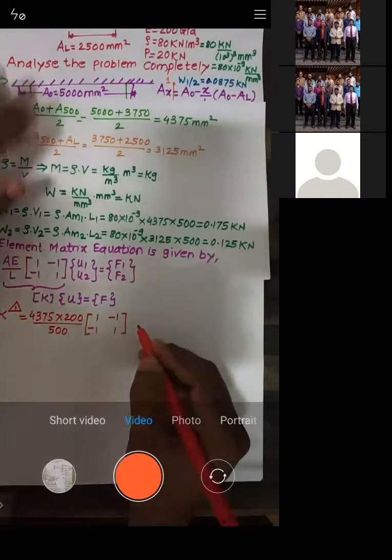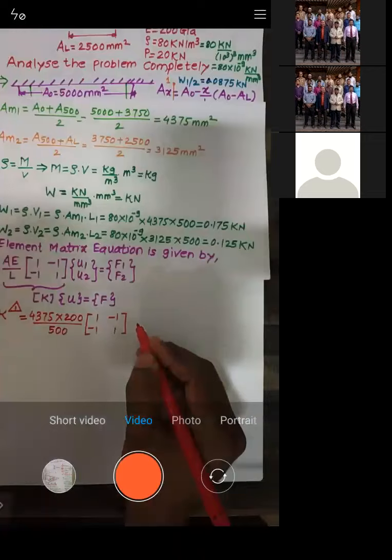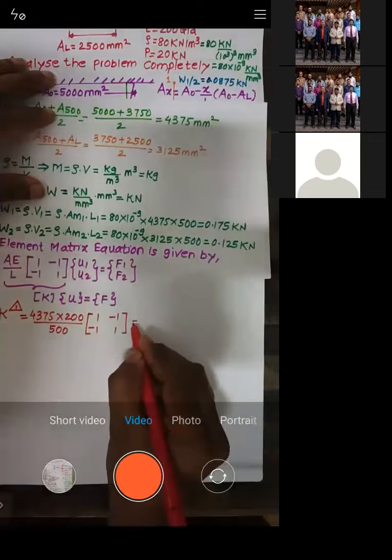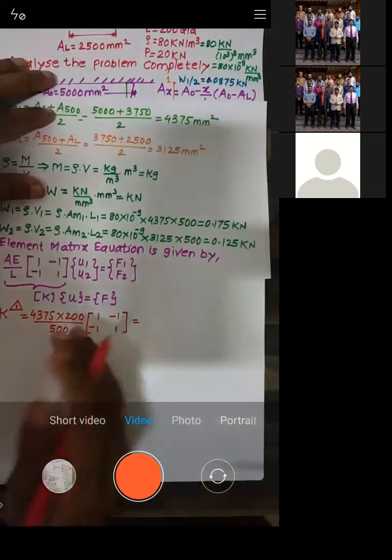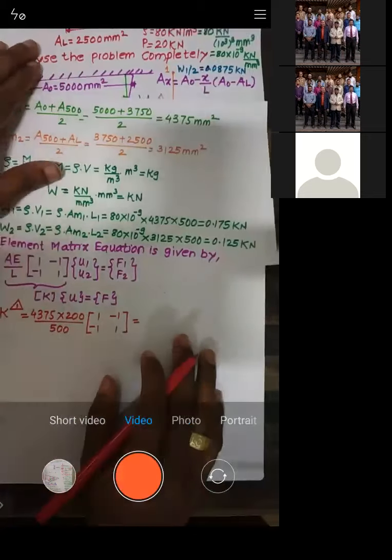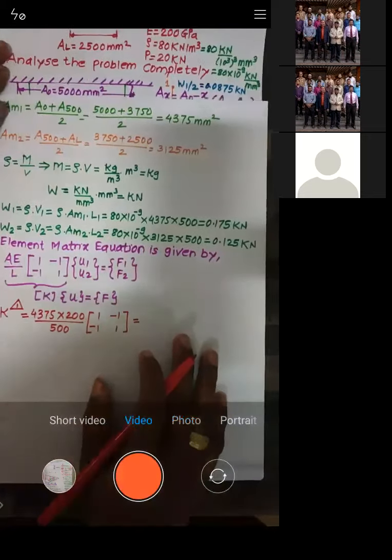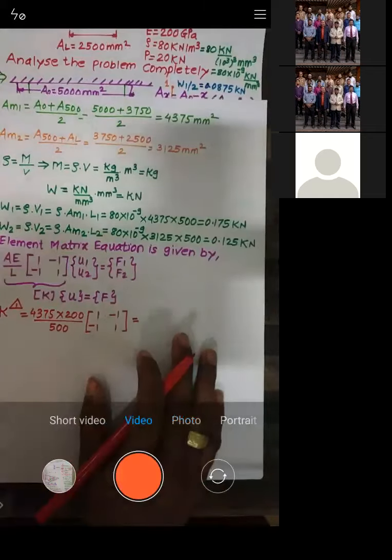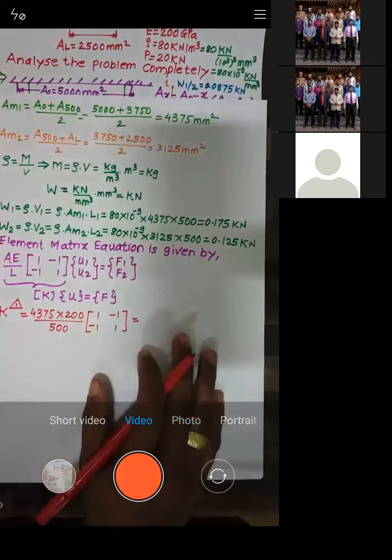So just do the calculation and let me know what value we are getting for element number 1. You just calculate this term. We'll multiply this term inside the bracket. 4375 into 200 divided by 500, right? So just let me know that value, what we are getting.